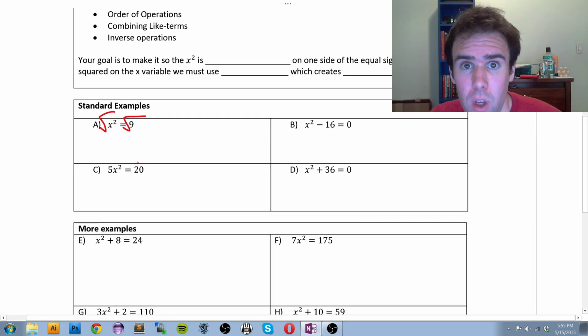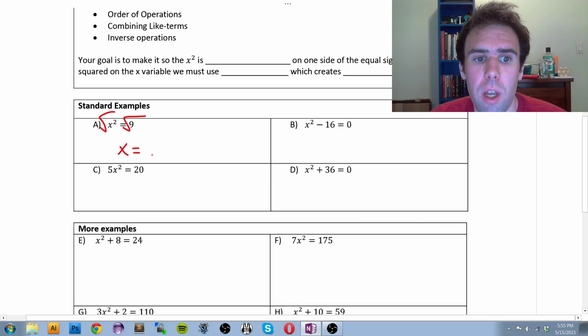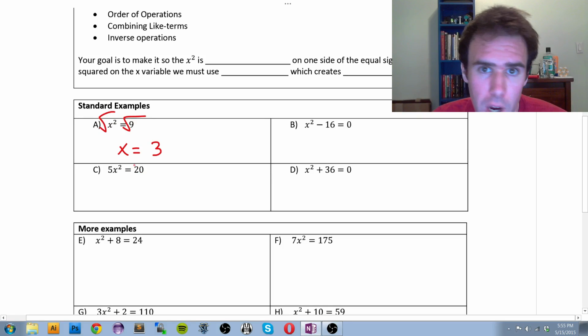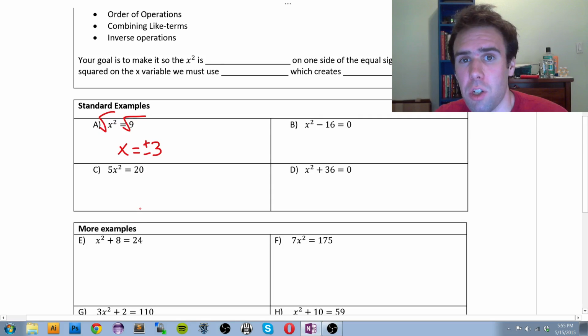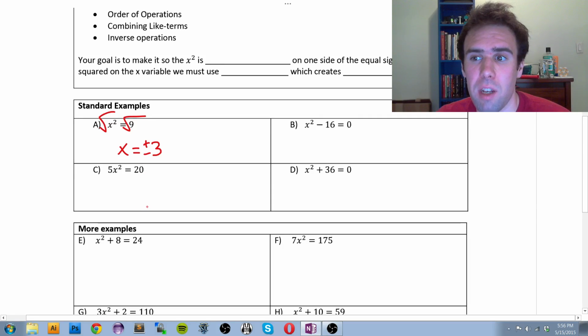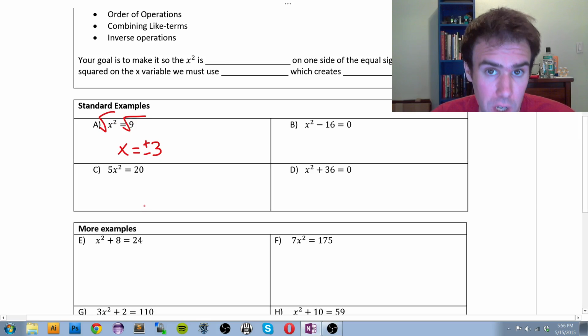Now when this happens, we actually don't get one answer. You might say to yourself, oh, but I already know the square root of 9 is 3. But in this particular situation, it's actually positive and negative 3. And there's a very good explanation for that.